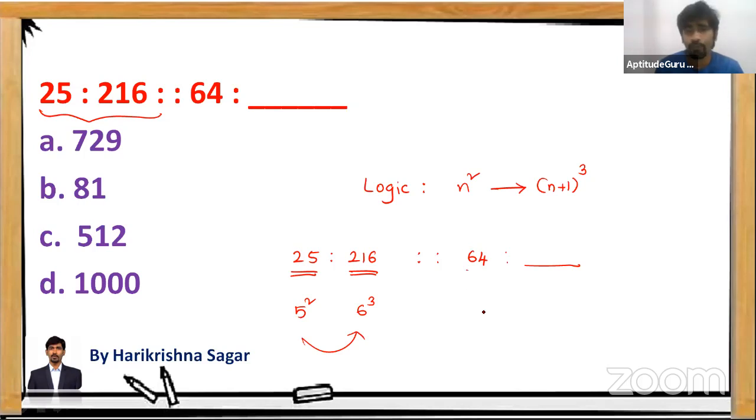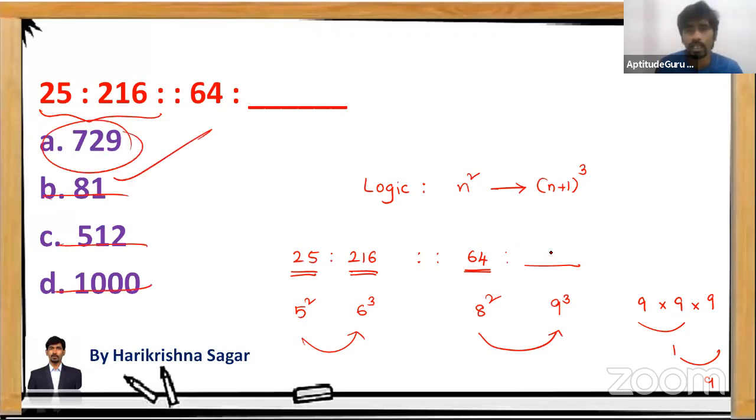What is 64? 64 is going to be 8 square. Then 8 square will become what? 8 square will become 9 cube. What is 9 cube value? 9 into 9 into 9. So 9 into 9 ends with 1, and 1 into 9 will end with 1. The answer will definitely end with 1. Only one option is there. You can mark the answer as 729. Or otherwise, we very well know that 9 cube is 729. Mark your answer choice as option A.